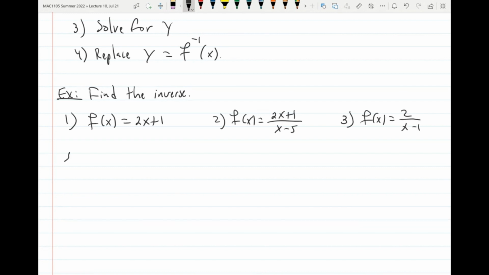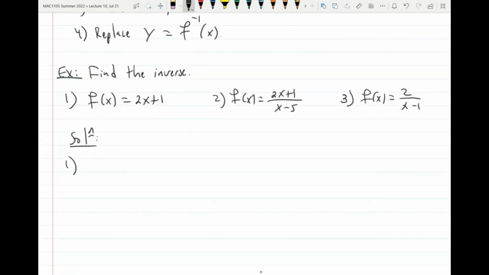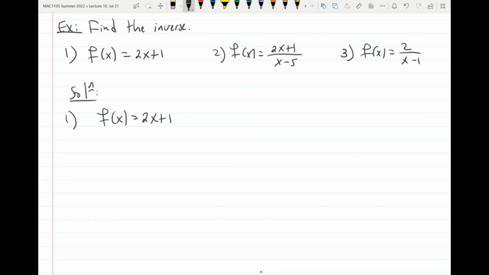Okay, so solution. By the way, when I'm telling you this, I'm kind of implying already that these functions are one-to-one and so on, okay? But a problem would be, depending on whether the function is one-to-one or not. If it is, then find the inverse. All right, so for the first one, we have f of x equals 2x plus 1. The first thing that we need to do is, instead of f, we want to have y. Okay, now what do we do?